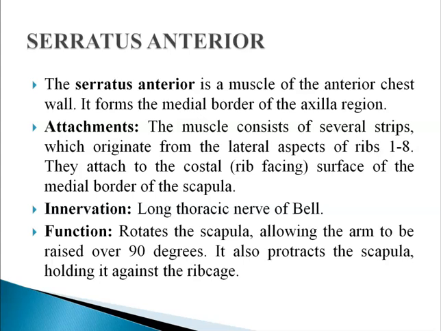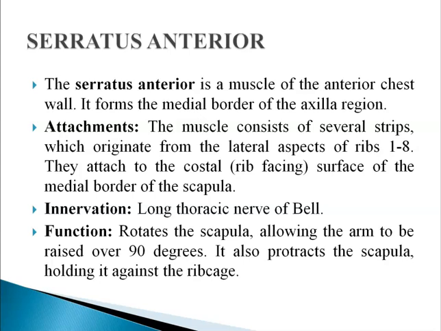The next muscle is the serratus anterior. It is a muscle of the anterior chest wall and it forms the medial border of the axilla region. Actually speaking, the muscle consists of several strips, nearly 8 strips, which arise from the outer border of the ribs through 8 digitations. These 8 digitations get attached to the costal surface of the medial border of the scapula. The nerve supply of this serratus anterior is also called the nerve to serratus anterior and also termed the long thoracic nerve of Bell.